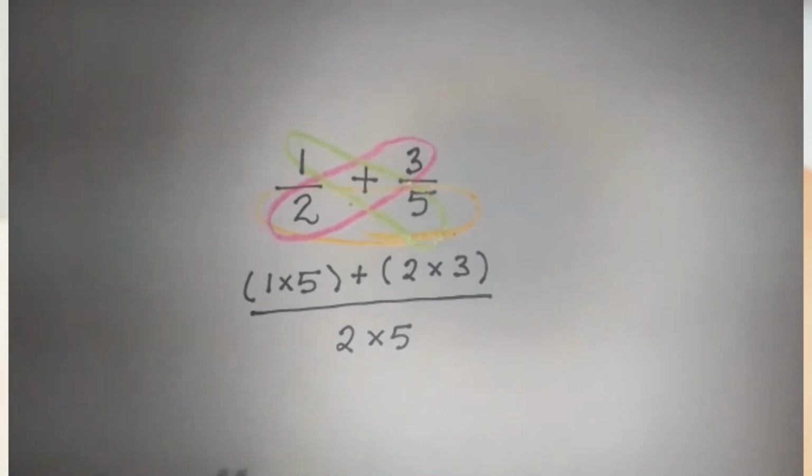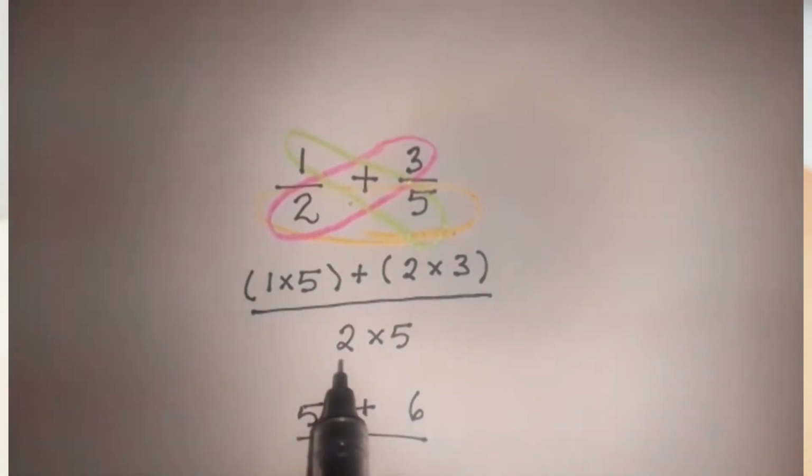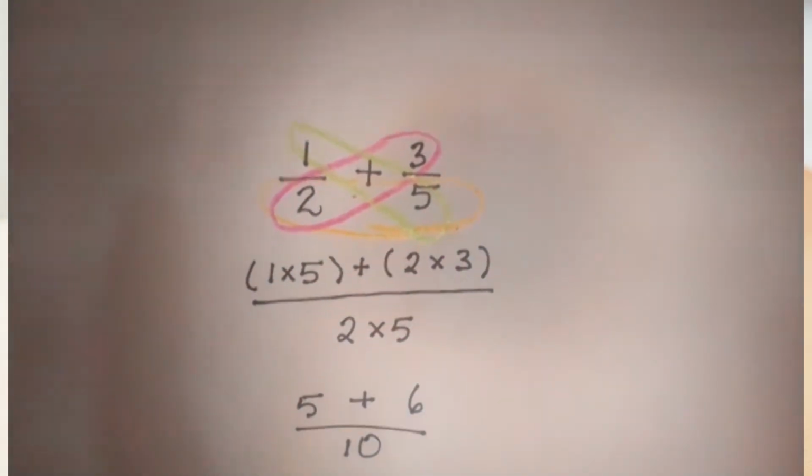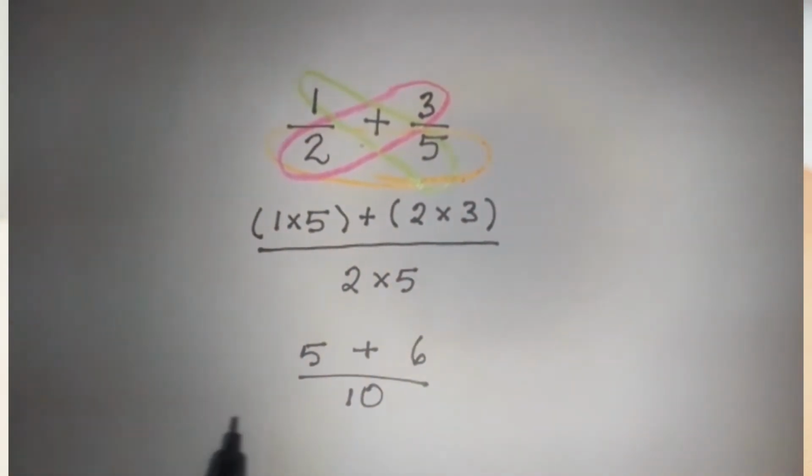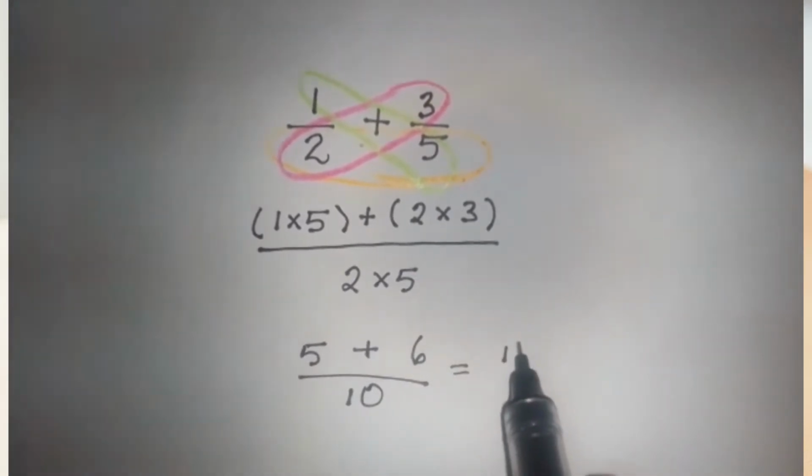So when I work it out, I'm going to get 5. 1 times 5 is 5, plus 2 times 3 is 6, all over 2 times 5 is 10. I can work this out a little bit more. 5 plus 6 gives me 11.